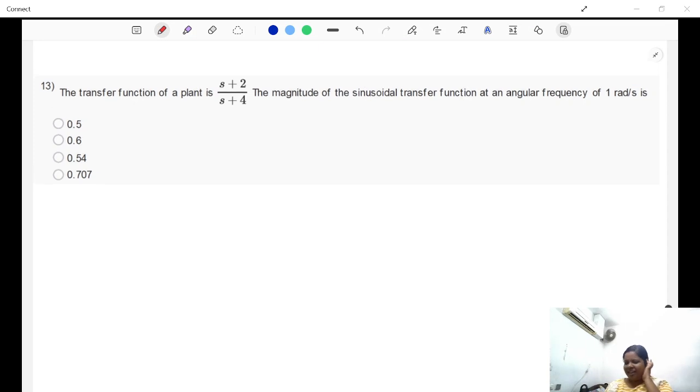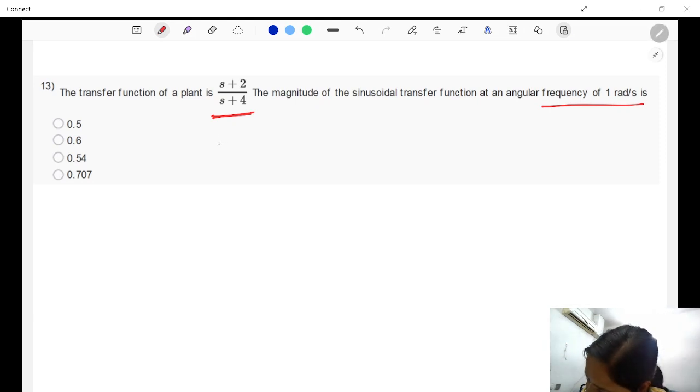Okay, so this is again a very simple question. You know how to play with complex numbers. So we'll solve this. So the transfer function of the plant is this one. The magnitude at this angular frequency is what? So let's convert it into j omega format. Okay.